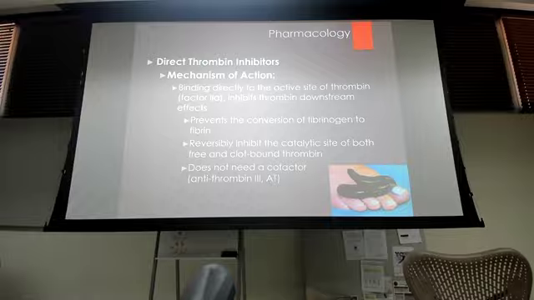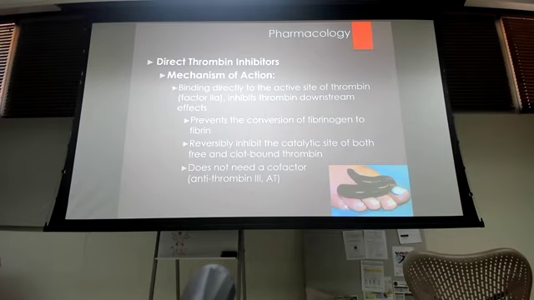They inhibit both free and clot-bound thrombin. So that's mechanistically different than what we talked about with the heparins, which indirectly inhibit it. But the DTIs, as the name mentions, bind directly to thrombin, which is factor 2A. This prevents conversion of fibrinogen to fibrin. So you need to know the mechanism.